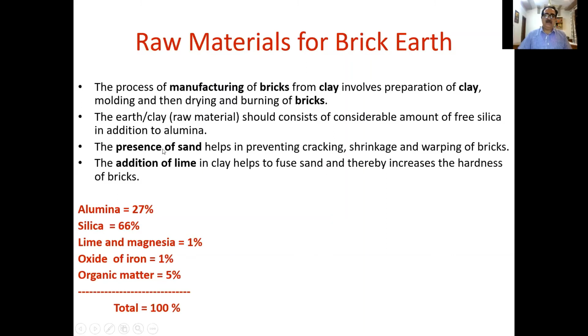So if we add lime in this brick earth, it helps in increasing the hardness, and sand helps in decreasing the cracking, shrinkage, and warping of the brick. So this is the ideal composition of a good brick earth. Alumina is 27%, clay particles should be 27%, silica sand should be 66%, lime and magnesia should be 1%, oxide of iron should be 1%, organic matter can be 5%, so the total composition is 100%.